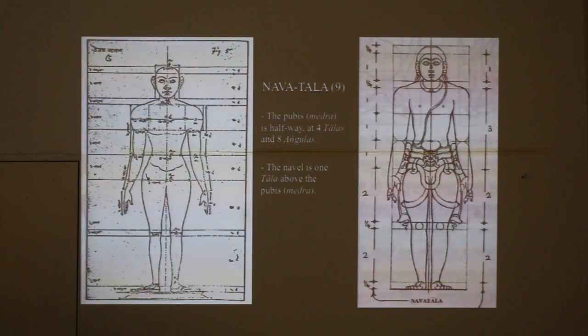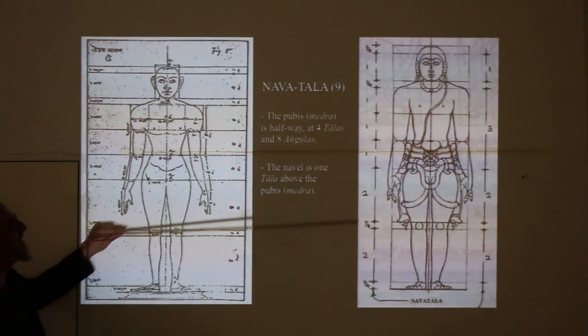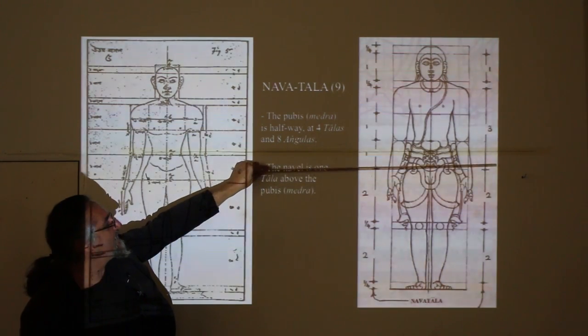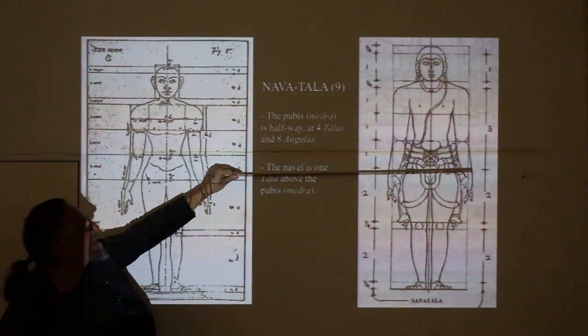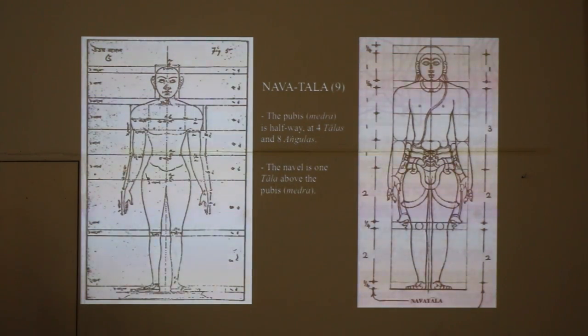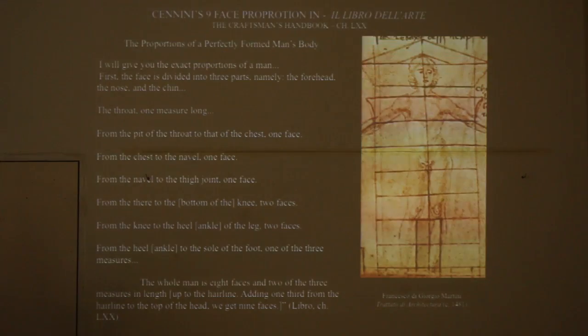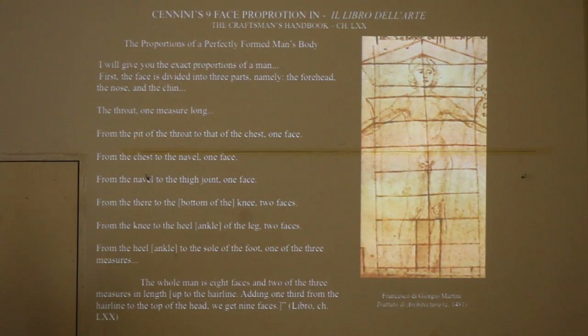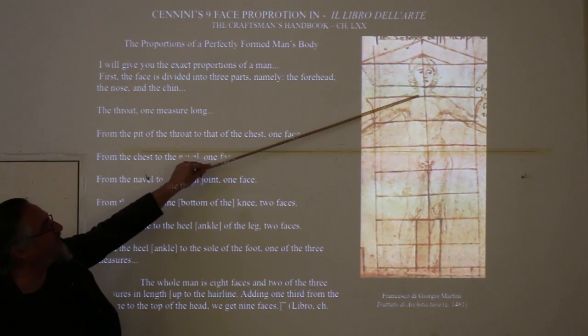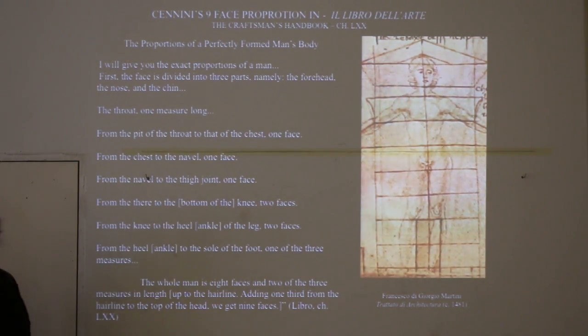If we shift to another view of the figures, you'll see that basically the pubis is halfway in the figure, right? Here and here, the pubis arrives at the halfway point. And the navel then is 1 tala above the pubis, which is quite a large measure compared to, say, a Western system of proportion. Notice the similarity between that system and the system which we saw with Cennini, where we also had the figure being so many, not heads, but face lengths tall, right? And the same system was pretty much used with 1/3 here, 1/3 there, and 1/3 at the very top. Similar, but not exactly the same.